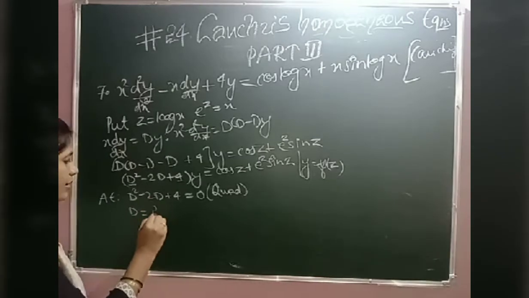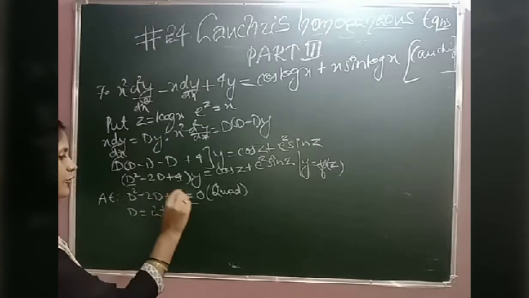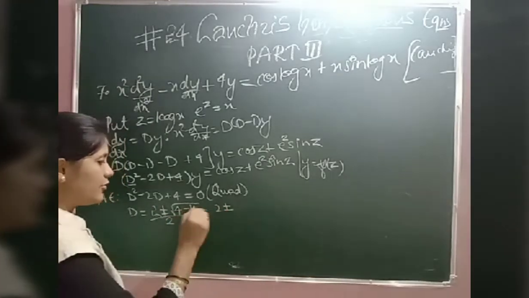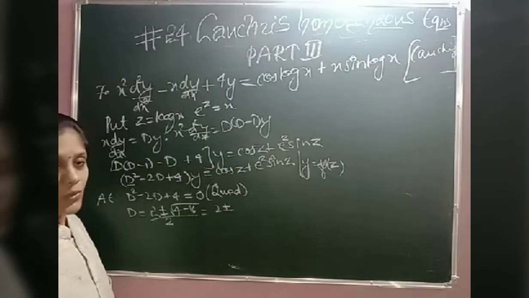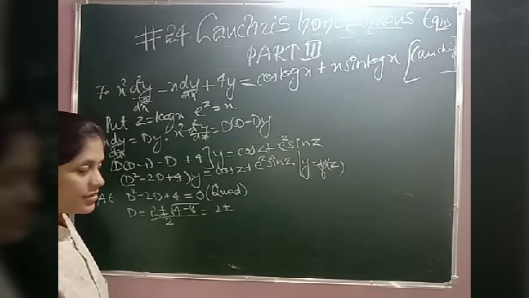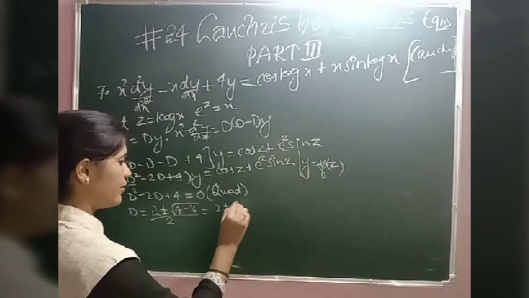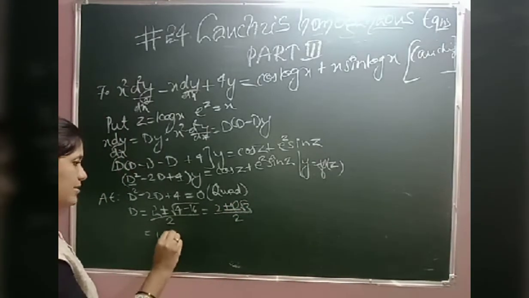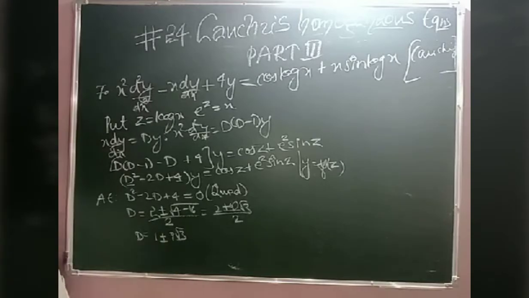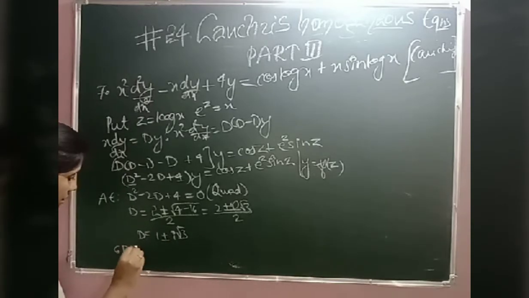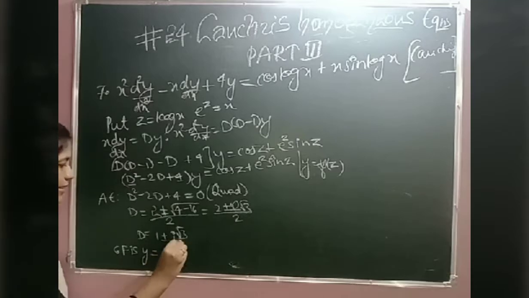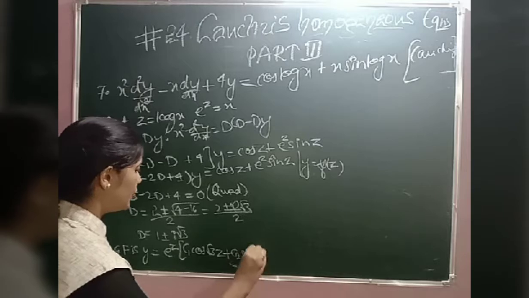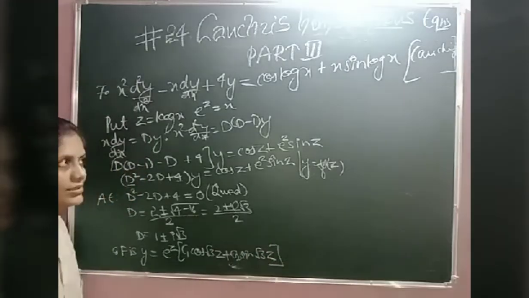D equal to minus b plus or minus square root of b square minus 4ac by 2a. So this gives 2 plus or minus square root of 4 minus 16, which is minus 12. Minus 12 is 2 root 3 i, by 2. So this is 1 plus or minus i root 3. So the complementary function is, in terms of z, y equal to e power z times c1 cos root 3z plus c2 sin root 3z. So this is our CF.